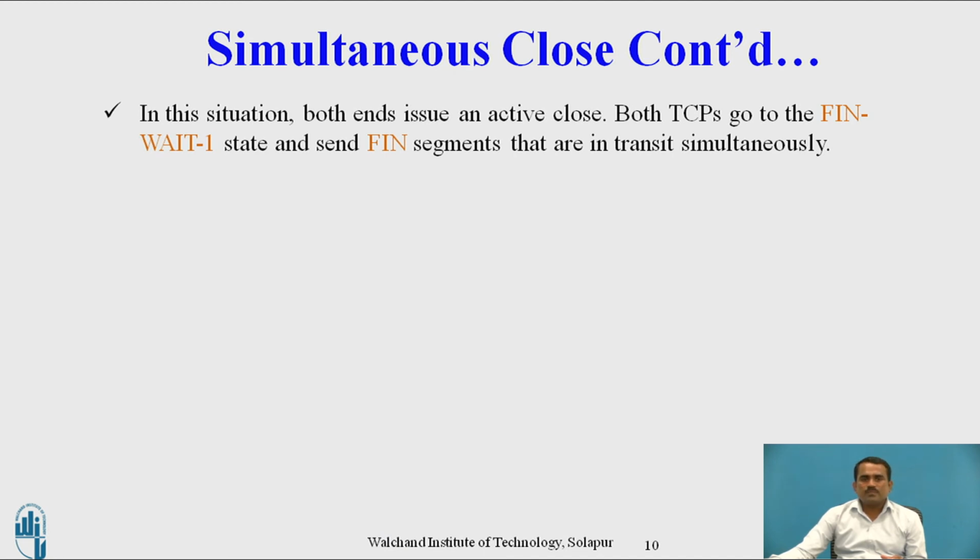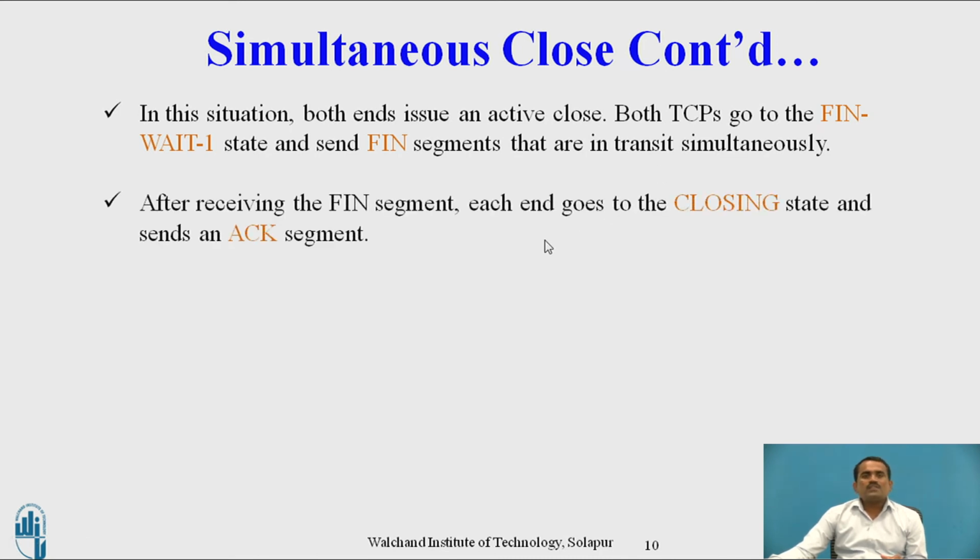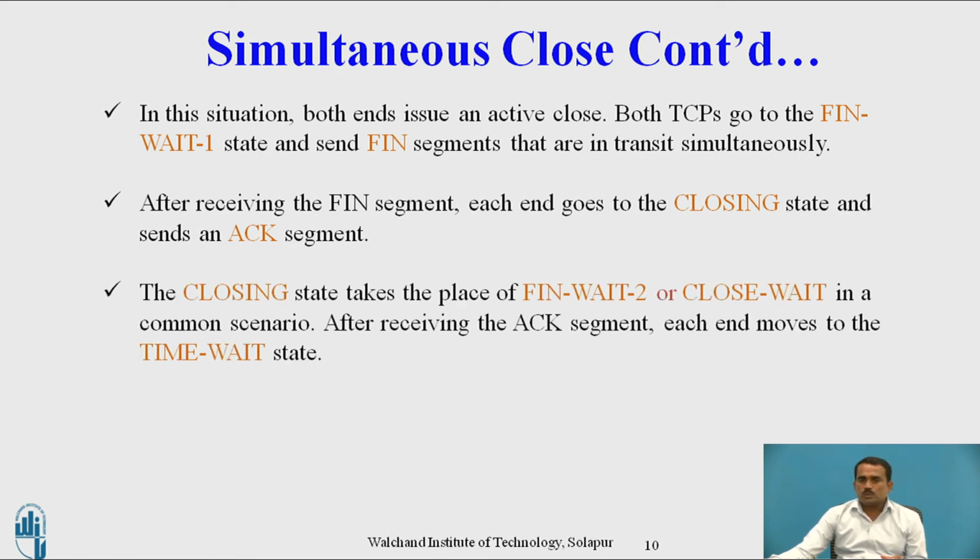In this situation, both ends issue an active close. Both TCPs go to the FIN wait 1 state and send a FIN segment. These are different states, where FIN means final termination. Okay, wait 1 states send a FIN segment that are in transit simultaneously. Okay, after receiving the FIN segment, each end goes to the closing state and sends an ACK segment, that is, an acknowledgement segment to the receiver side.